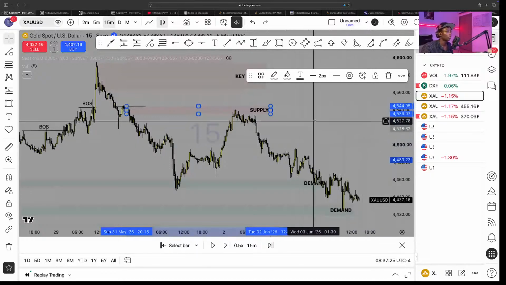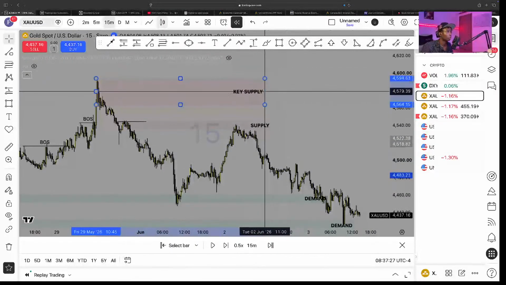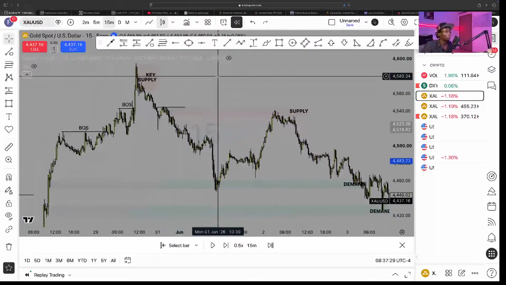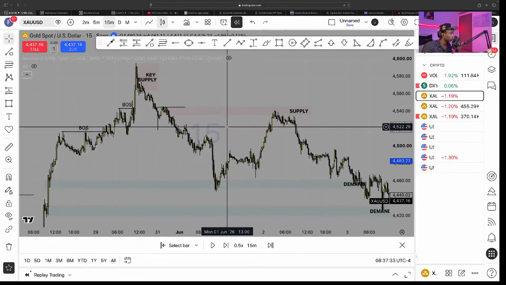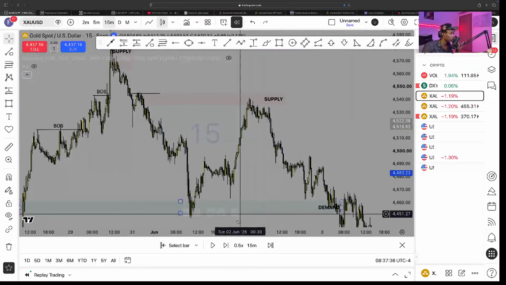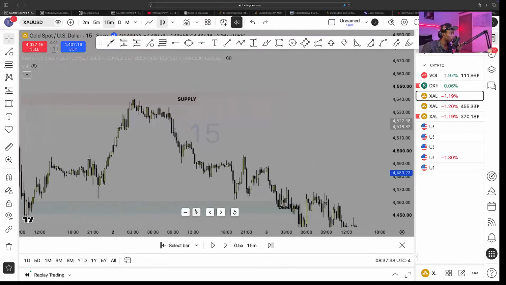We have a supply zone at this point. This is still my key supply. Let me just keep it like this. So we have a supply zone at this point. That's why the market reacted to this level.